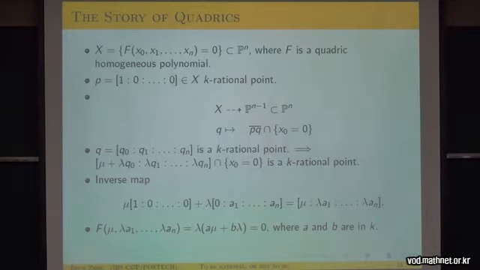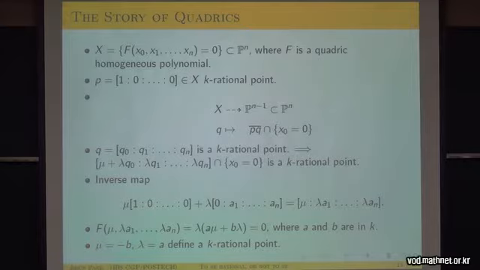Lambda equals 0 must be a solution of this equation, right? That means f passes through this point P, right? So the other solution is mu equals negative B, and lambda equals A, right? That's another solution of this quadratic equation, and this defines a k-rational point, right? That's the inverse image, right? Very simple.